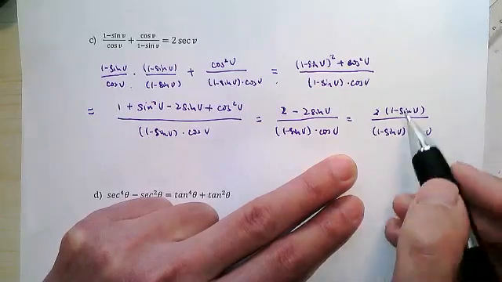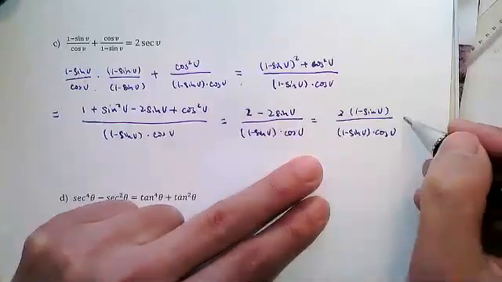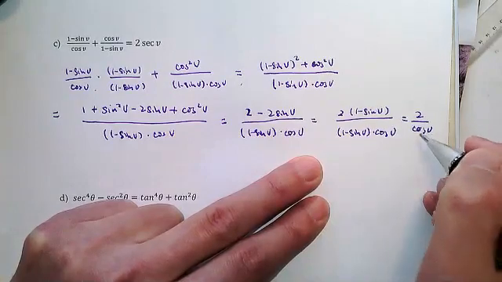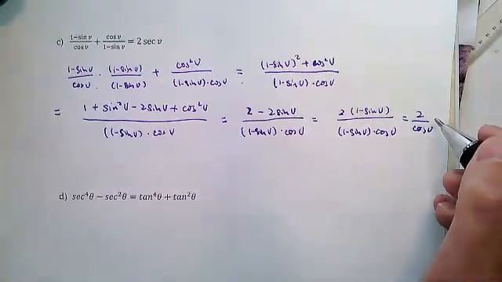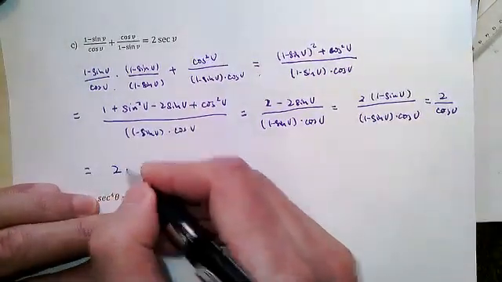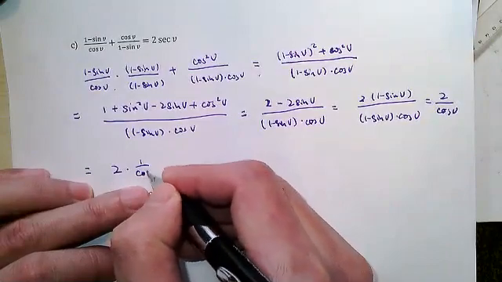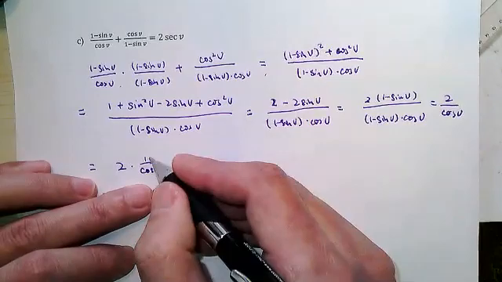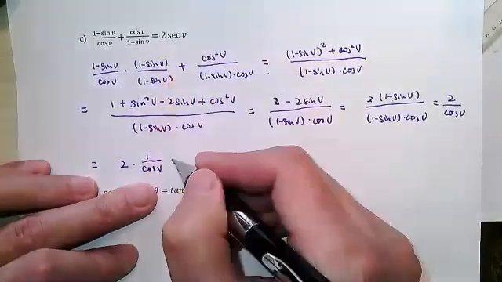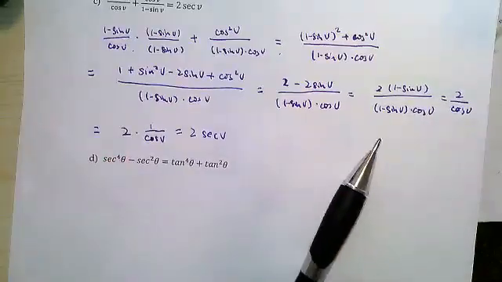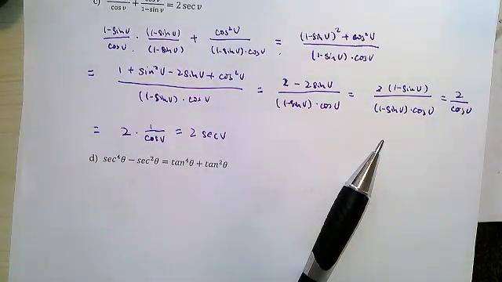Now what do you see? You can cancel this out, which will give you 2 over cosine v. Okay? So 2 over cosine v, what is that? 2 times 1 over cosine v, right? So what is 1 over cosine v? By the definition, it's just secant v. So 2 times secant v. That's it. Anyone has any question?